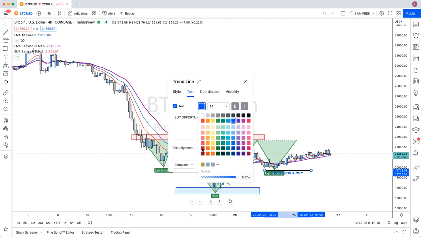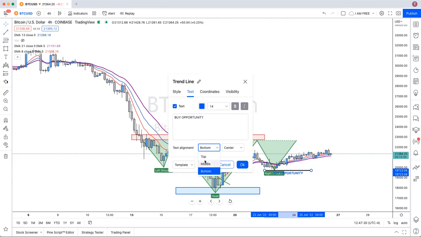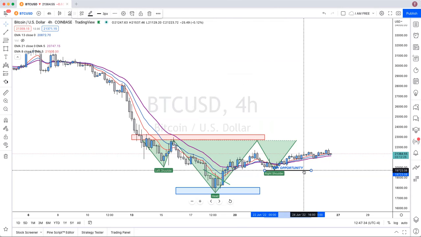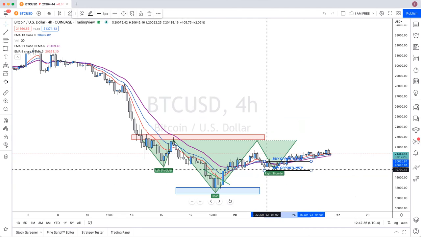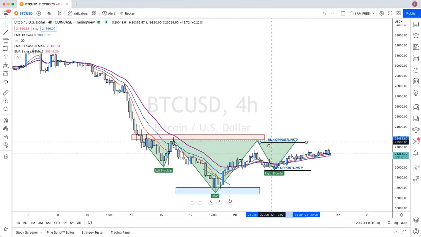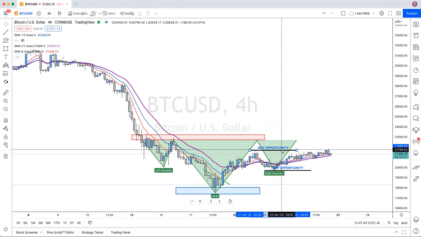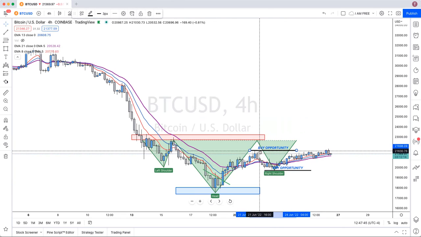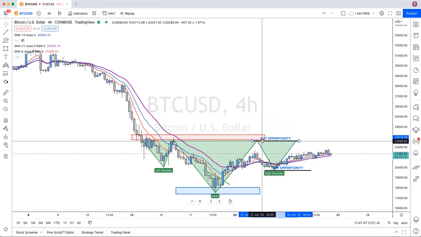Let's make that blue. Let's put that on the top. And then let's clone this and see where we could have entered again if we needed a little bit more validation, right? Or verification, whatever you want to say, confirmation. You could add a buy opportunity right there, which would look like a good buy opportunity.